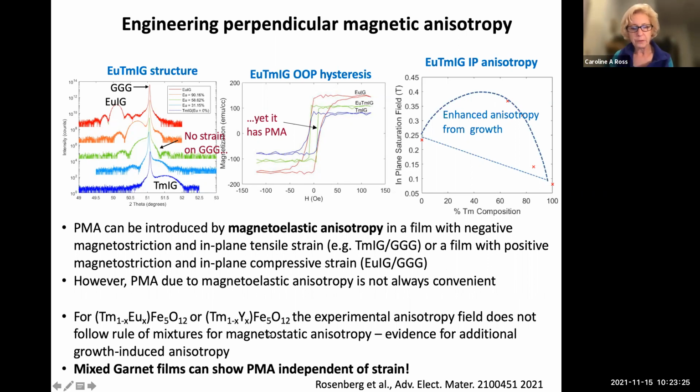And it turns out that there's evidence for an additional form of anisotropy due to growth, which is because the rare earth ions actually arrange themselves preferentially into the lattice sites. So we get a kind of additional anisotropy from the material. It's no longer really cubic. And that can be very strong for these mixed compositions. So this gives us a perpendicular anisotropy, which is independent of strain.